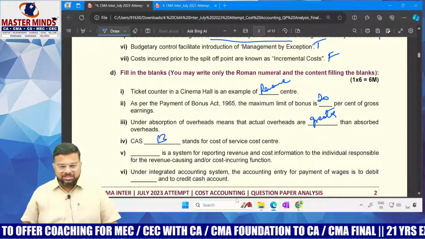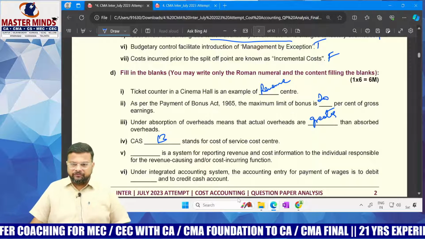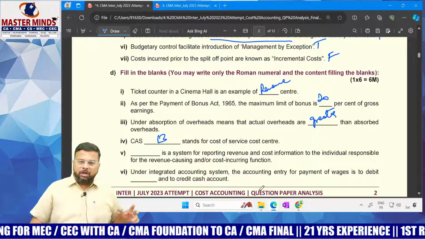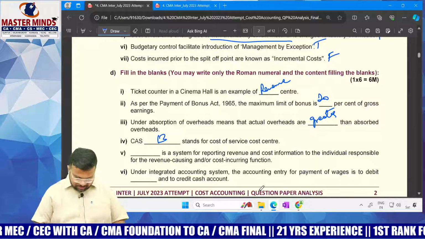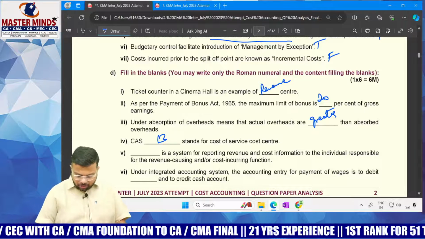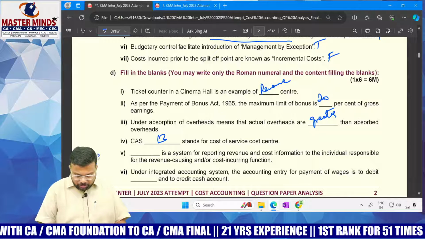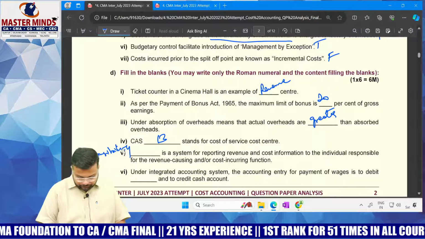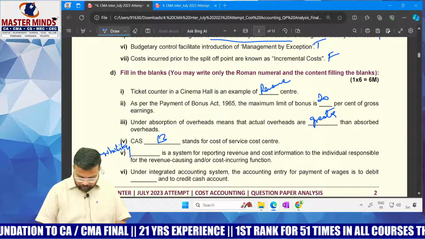Next, dash is a system of reporting revenue and cost information to the individual responsible for the revenue causing and or cost incurring function. The meaning of that statement is we are talking about responsibility accounting. Responsibility accounting.